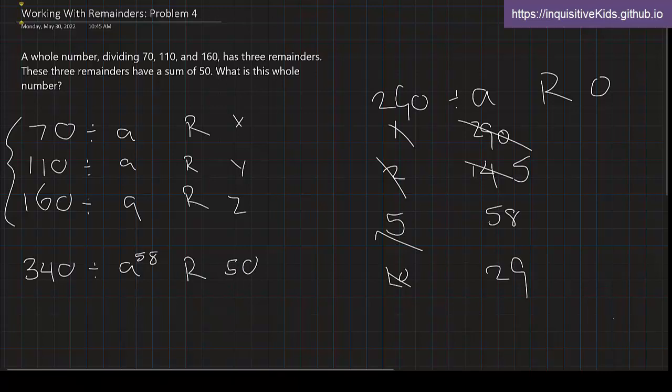Now let's look at 70, 110, and 160. 70 divided by 58, right? That will give us a remainder of 12. 110 divided by 58 will give us a remainder of 52. But that doesn't make sense because all of these added together has to equal 50. And if 52 is already greater than 50, it can't add up to 50. Meaning that the possibility of A being 58 should be crossed out.